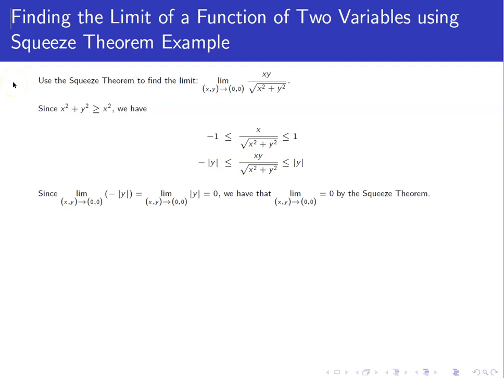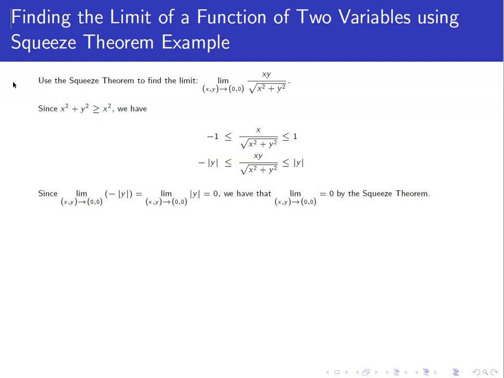In this video, we're going to look at an example of finding a limit of a function of two variables using the squeeze theorem. So we're given the function xy over the square root of x squared plus y squared. We want to look at the limit as (x, y) approaches (0, 0).